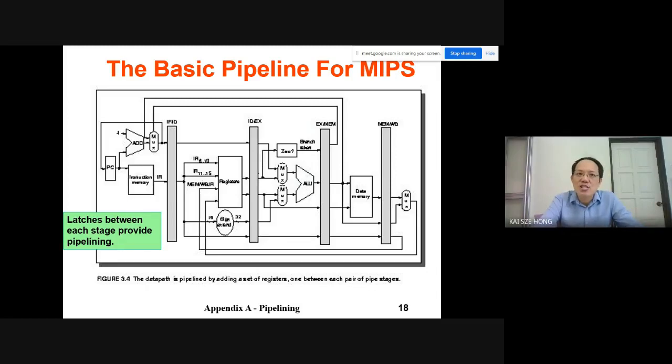I believe in digital electronics, you learned how to design an ALU, adder, multiplexer, and register as well, right? I think you already learned this, right? Have you learned Pascal? Has anyone already learned Pascal?